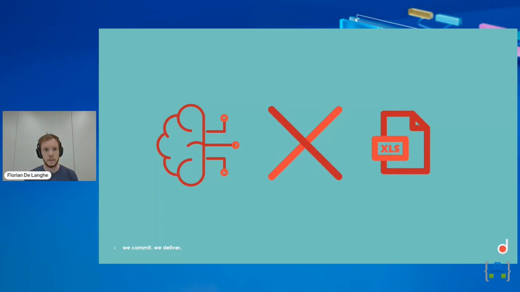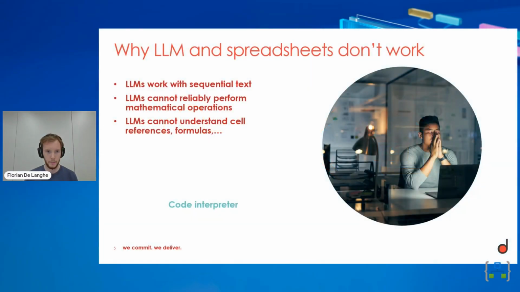What we see today is that large language models can't really work with spreadsheets. This is because they can't reliably perform mathematical operations. They also mainly work with sequential text, and they cannot understand the cell references and formulas in our spreadsheets. For this, we will make use of a tool called Code Interpreter to enable our LLMs to work with our spreadsheets.